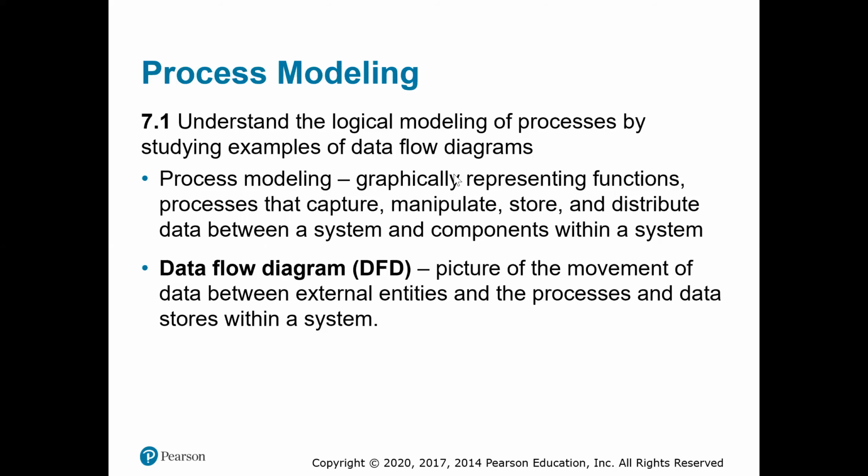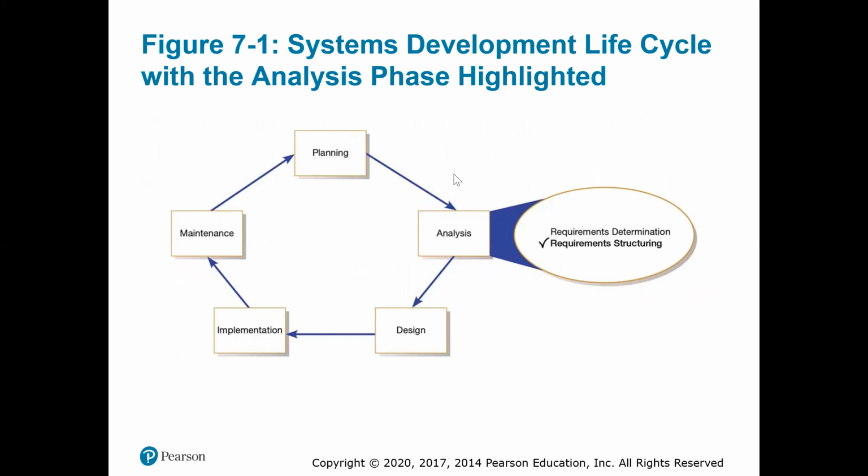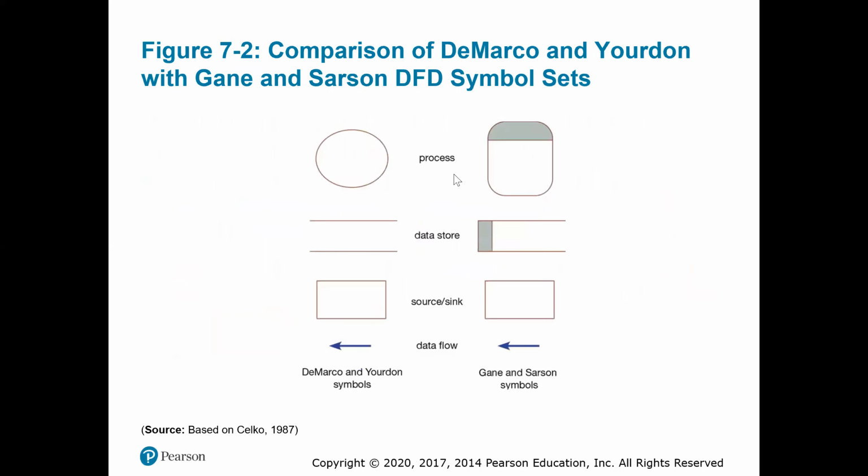Graphical representation. So if we look at our original delineation between determination and structuring of requirements, this falls under the structuring of requirements. There are some natural symbols delineating processes, data stores, data flow, etc. There's various, the DeMarco Yourdon symbols, Gane and Sarson, there's various. I'm just trying to give you a sense of appreciation that there are specialized symbols to denote things.